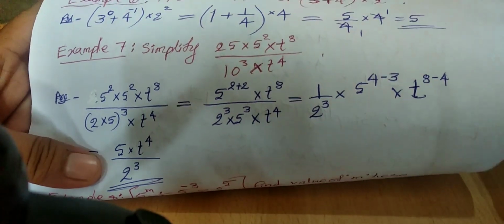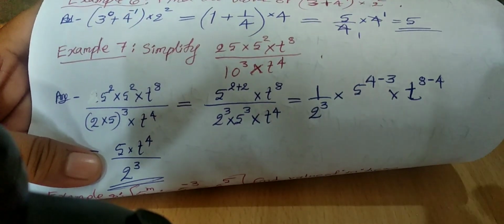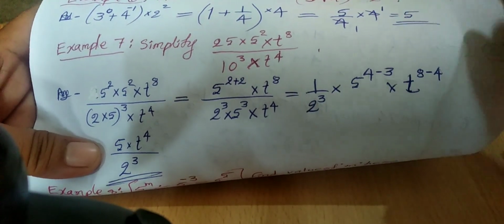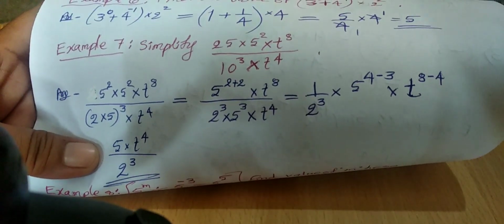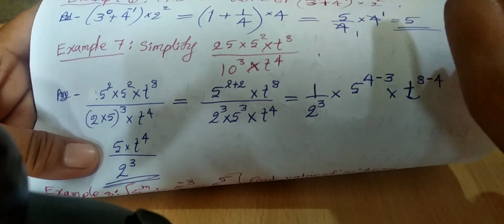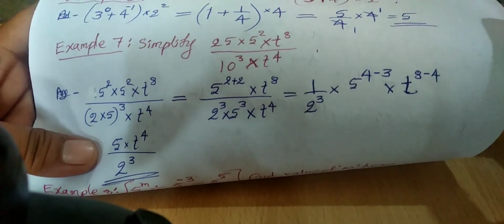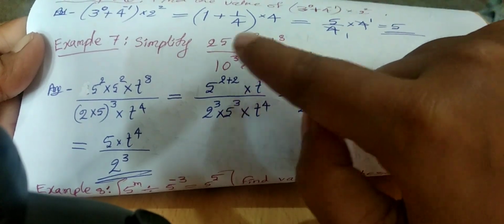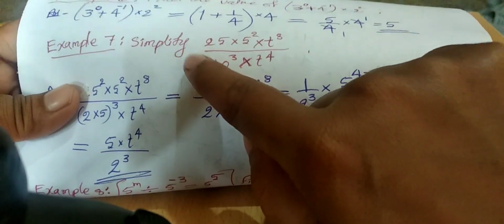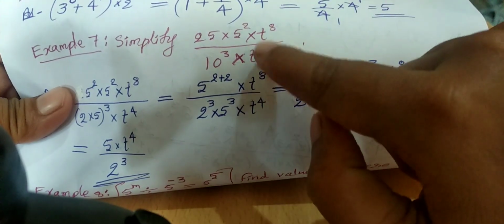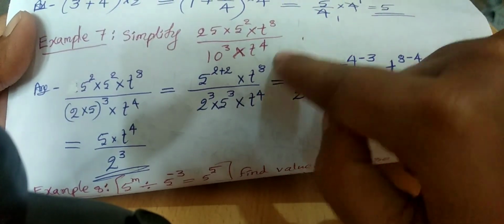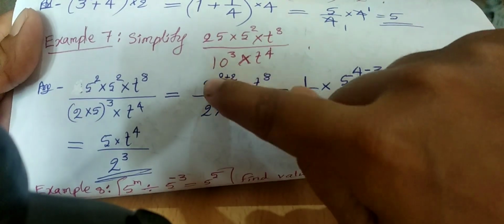We have to keep in mind that not only for numbers, even for variables, we can apply the exponent laws to solve the problems. Here a question like that is given. Example 7, simplify 25 into 5 square into t to the power 8 whole divided by 10 cube into t to the power 4. So 25 is 5 square.